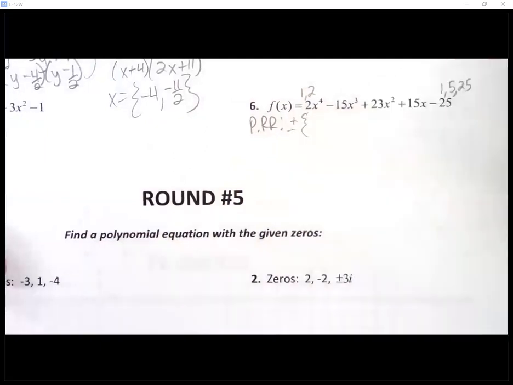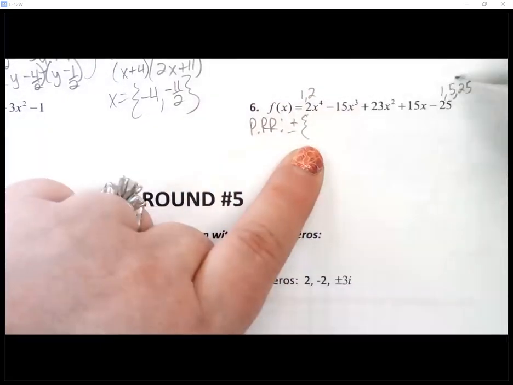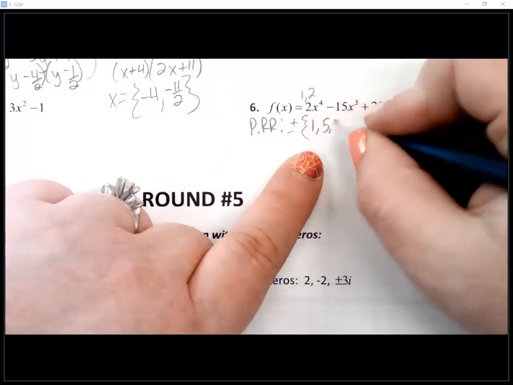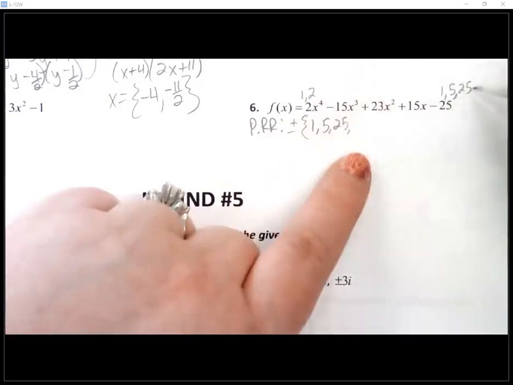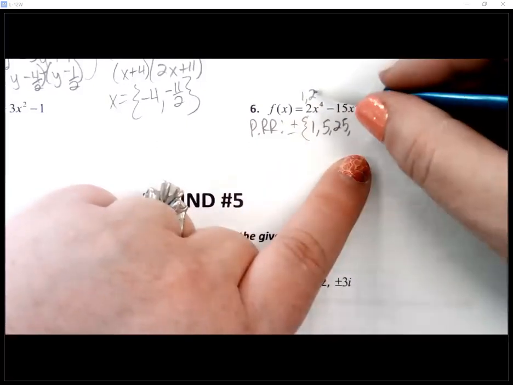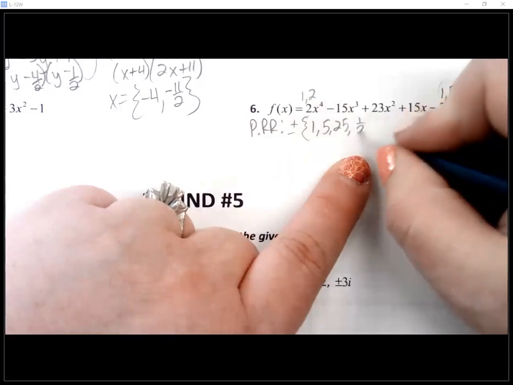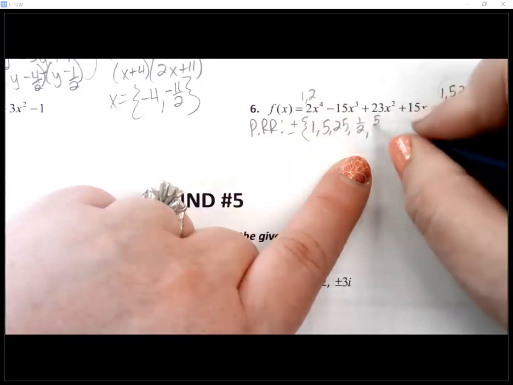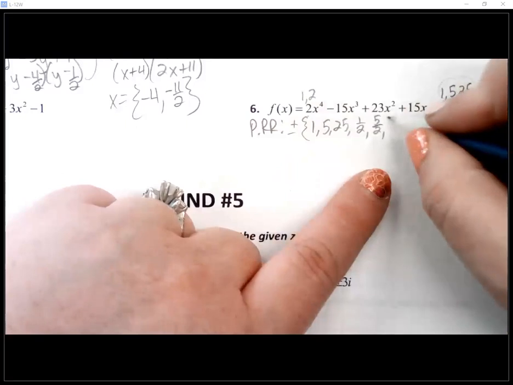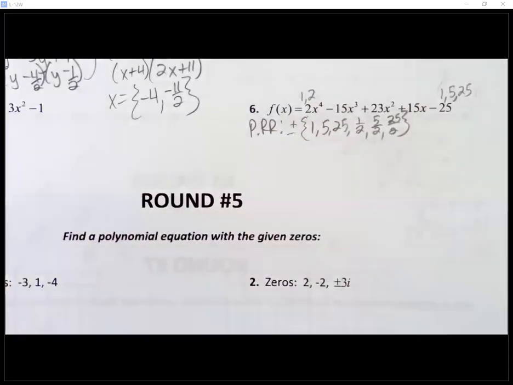So I'm going to take all of these numbers, 1, 5, and 25, and I'll divide them all by 1. So I get 1, 5, 25. And then I also take all of these numbers and I divide them by 2. So that would get me 1/2, 5/2, and 25/2. So if I have a rational root, it's in this list. So now I just have to do synthetic until somebody works.